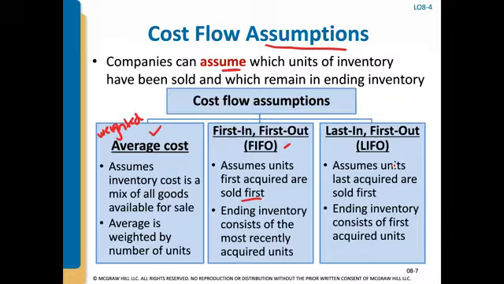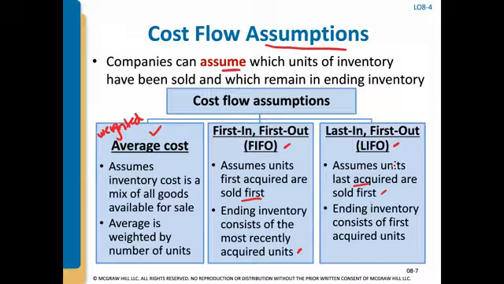So that's the cost flow assumption for FIFO. Meaning your ending inventory, what stays in inventory, is your most recently acquired units. And then LIFO is the opposite of FIFO. It's last in, first out. This one assumes that the units that you most recently purchased, the units that were last acquired, are the first ones to be sold.